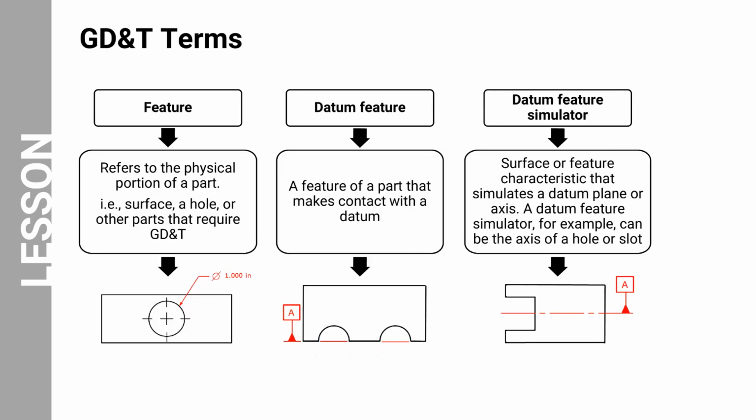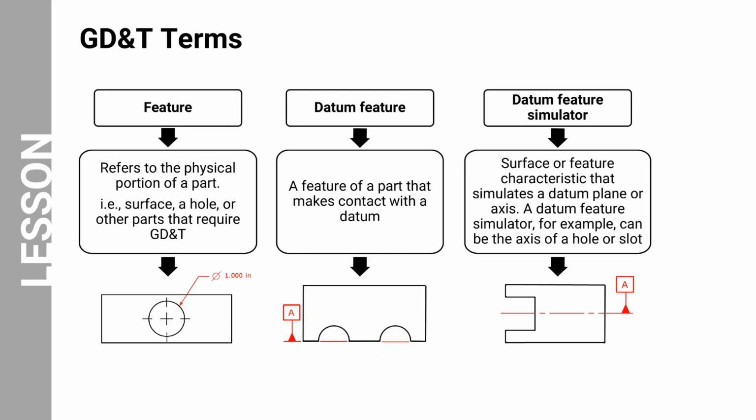Throughout this module and when reading technical drawings, you will encounter several GD&T terms. In a technical drawing, a feature is a general term applied to a section of a part. A feature can be a surface, a hole, or other parts of an object that require GD&T. It refers to the physical portion of the part.